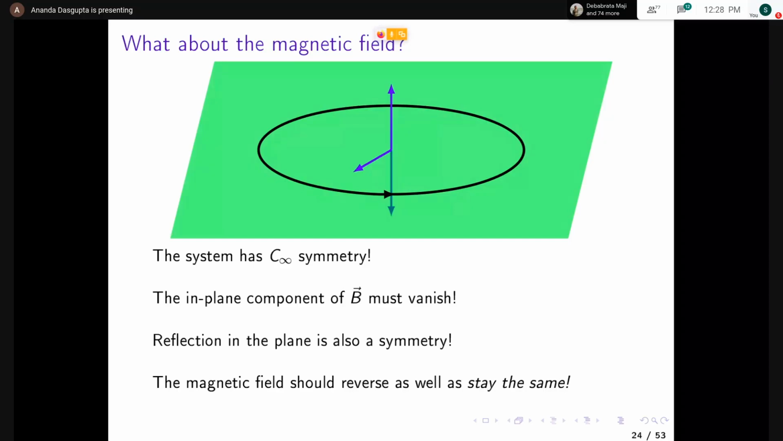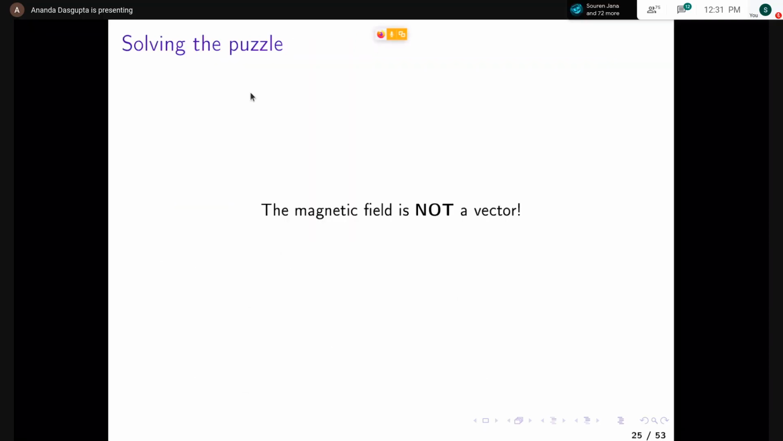Well, we are actually in deep trouble, because we have used a very nice argument due to symmetry, and yet that tells us that there can be no magnetic field at the center of a current carrying ring. The answer to this puzzle is this: the magnetic field is not a vector. Now that's a big thing to say, but just bear with me a while and I will explain what this statement means.